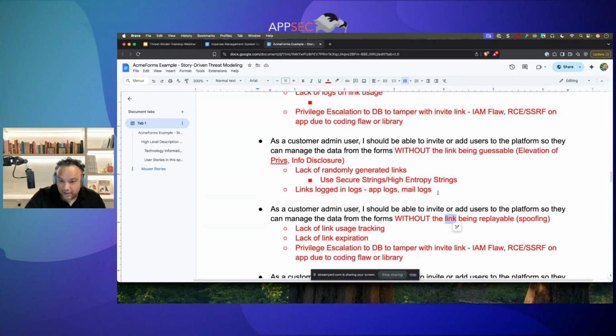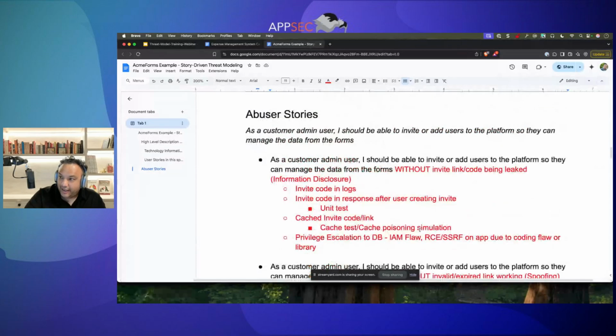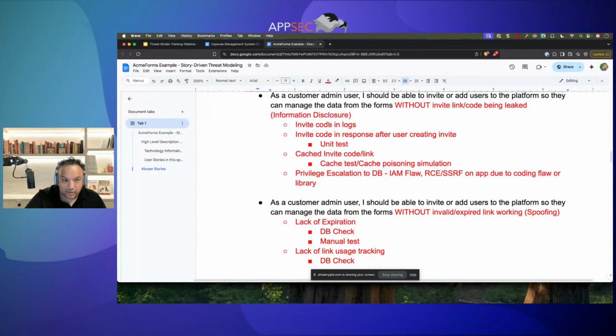right? So one of the benefits of doing this is that you can make this a lot more scalable. It is a lot more business risk driven, and then of course once you do the abuser story, you essentially capture how that abuser story can come to life, right? Invite code in the logs, invite code in response after user creating the invite, cached invite code link which is available on search engines, privilege escalation. If I'm able to do some kind of an IAM flaw or do some kind of remote code execution, I can steal it, I can compromise the database, and so on.